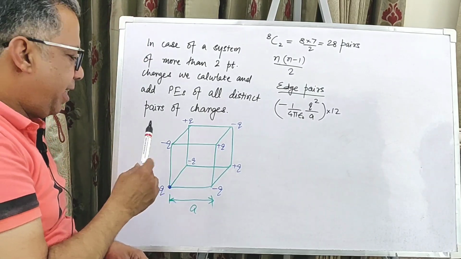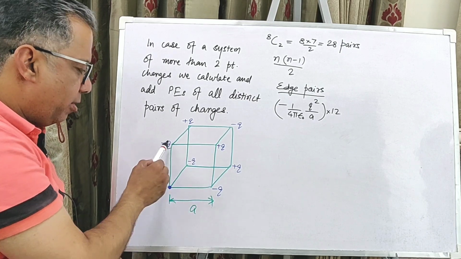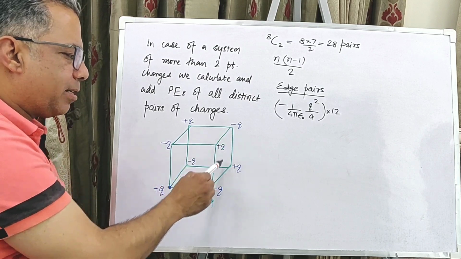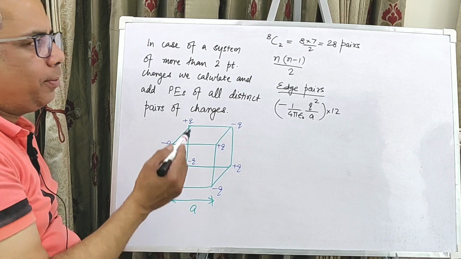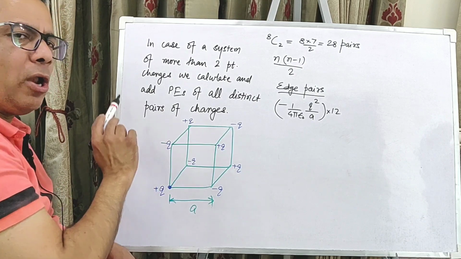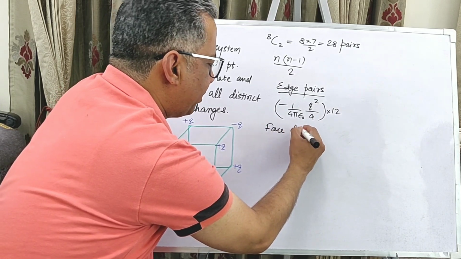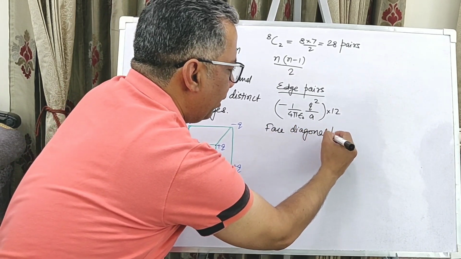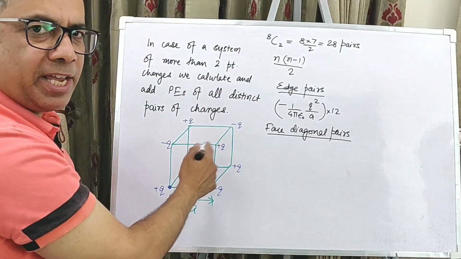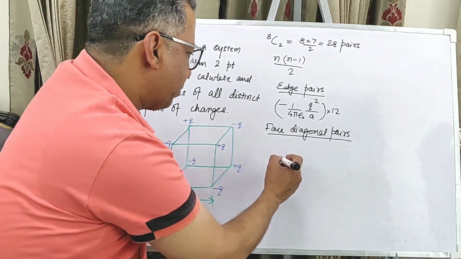Now look at the face diagonal pairs, the charges on the face diagonals. On the face diagonal we have minus Q and minus Q, plus Q and plus Q, and you'll see the same pattern everywhere else on this cube. So the face diagonal pairs of charges are all like charges, and will have positive potential energies because you have like charges. When you multiply like charges, you get a positive product, and therefore potential energy is positive.